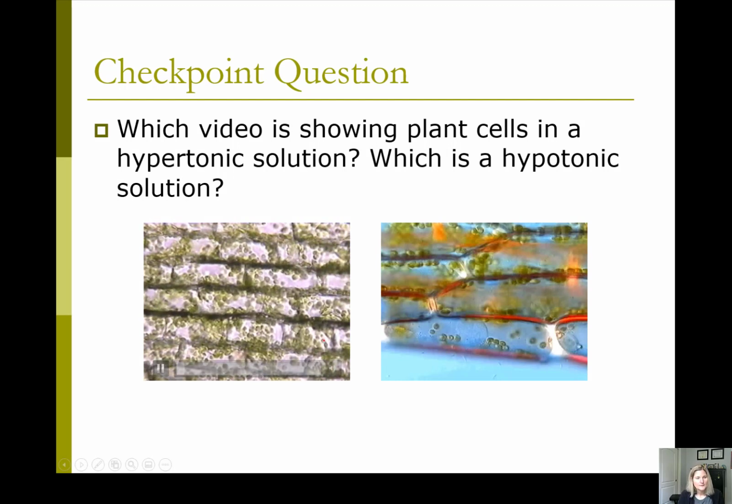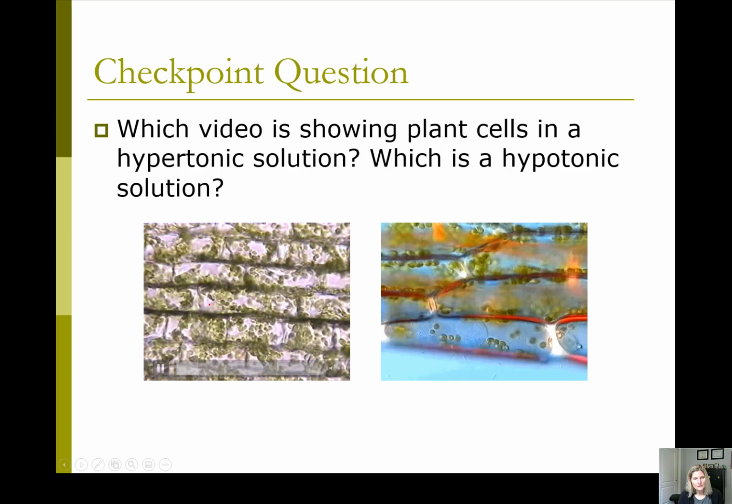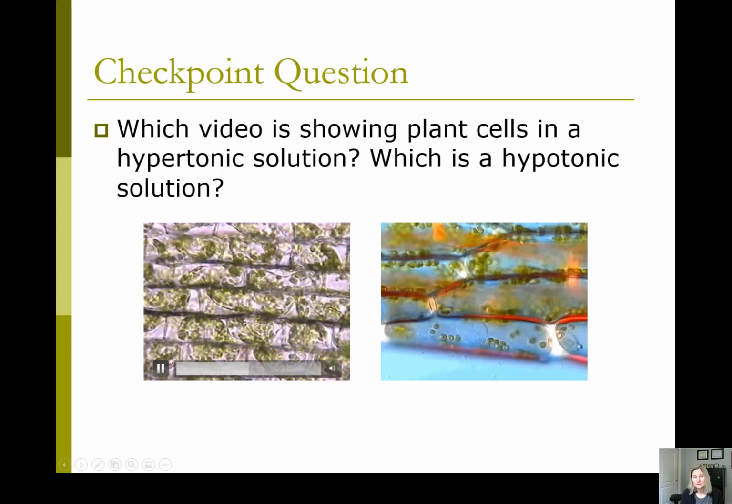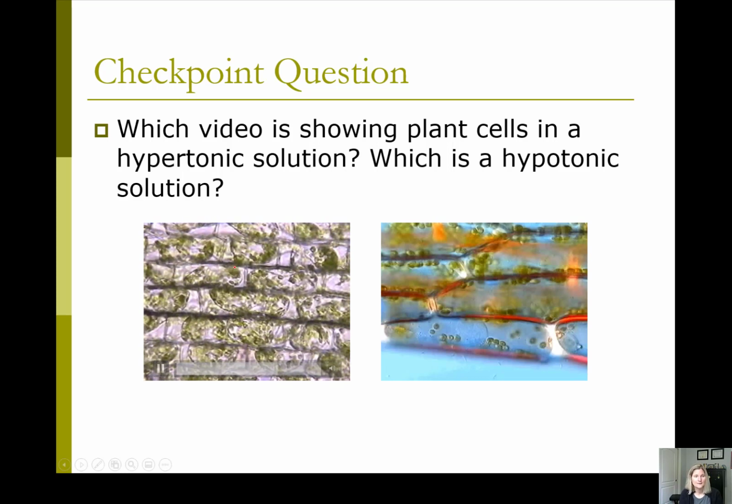Okay. So look at what's happening. Look at how the cell membrane is pulling away from the cell wall. And basically you're seeing all the green chloroplasts kind of concentrating. So in this case, the cell membrane is being pulled away. So that means that water is leaving the cell. So was this plant placed in a hypertonic or a hypotonic solution to cause the water to leave the cell? So that would be an example of hypertonic.